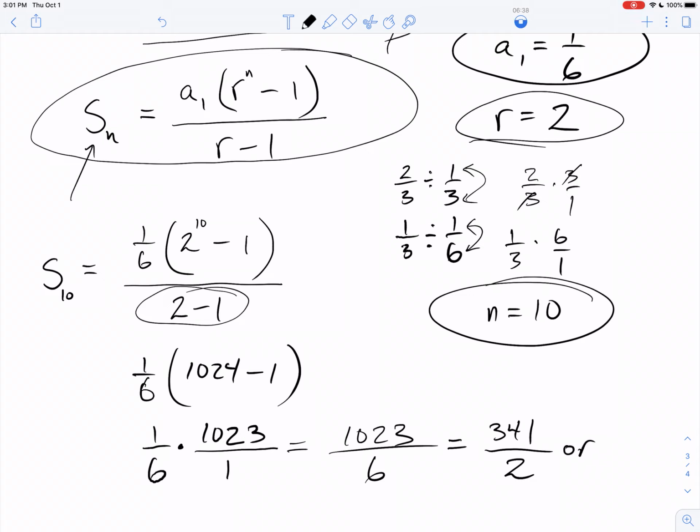Or you could write it as a mixed number, 170 and 1/2. But I'm going to tell you, this is the golden rule for me. If I give you a fraction in the original question, don't give me a decimal answer. So 170.5, I will mark you wrong. And I will remind you on the test. It'll say write your answer as a fraction.